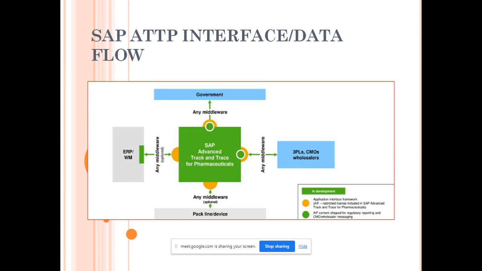We are going to create purchase orders, sales orders, inbound deliveries or outbound deliveries, and then picking and packing. All these events we perform in the ECC or S/4HANA system, and those events we can transfer from the ECC system to the ATTP system against the batch. First we integrate the batch of that particular product in the ECC system, and then we integrate it into the ATTP system. And we have a packing line system as well.